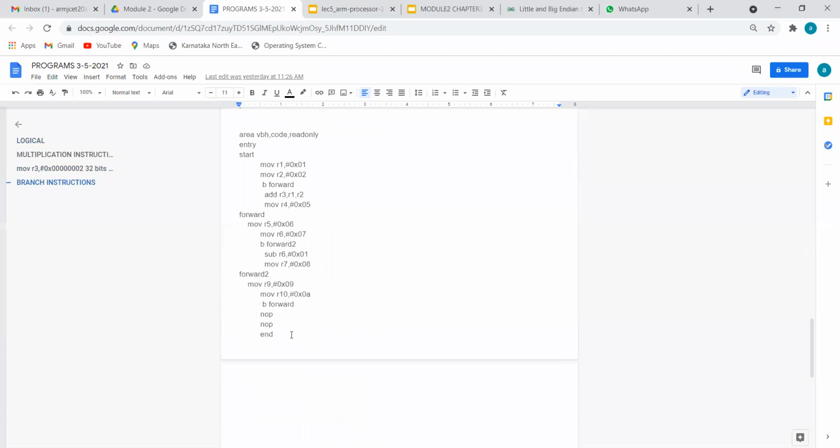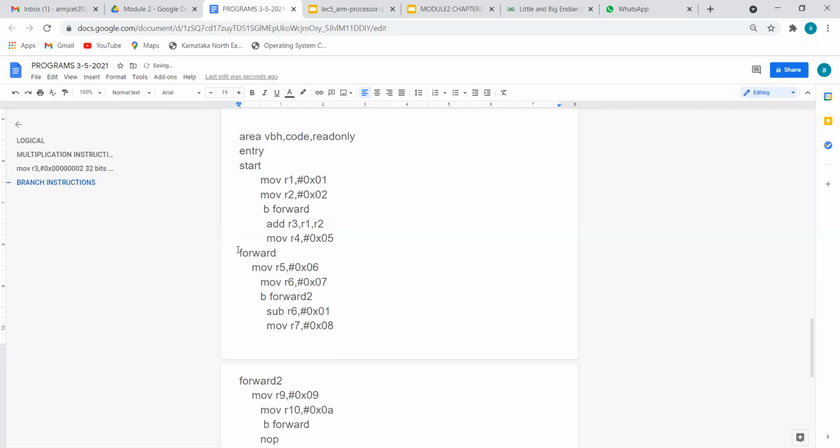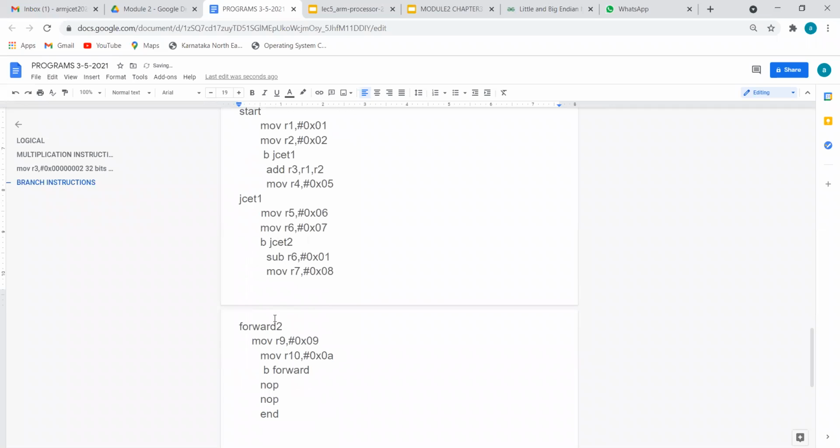Okay, here I have arranged the program, so you can see here. Okay, see the names, non-operand names. What do you mean by non-operand names? Like forward. See, can I give my own name? Yes, it is possible. See, what's the name? JCET1. Okay, here I will change this to JCET1. Forward 2, I will change into JCET2.